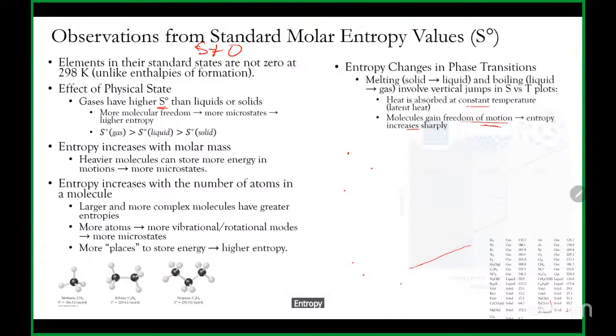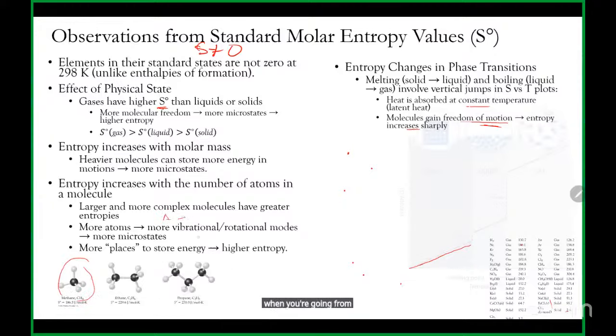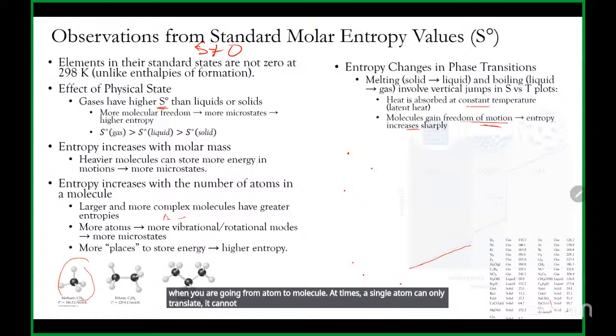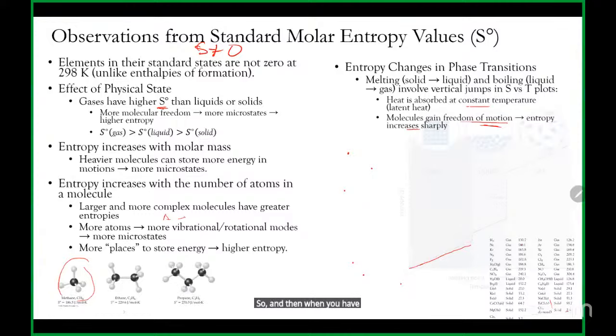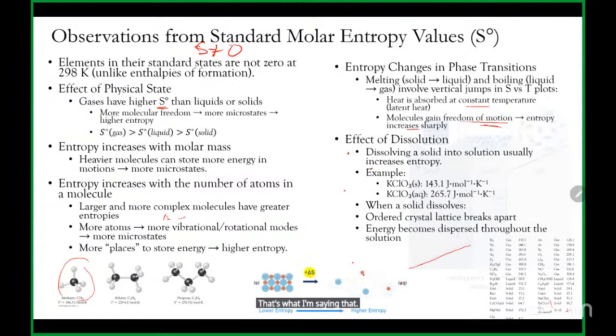Entropy increases with number of atoms. When you are going from atom to molecule, a single atom can only translate. It cannot rotate with itself or vibrate with itself. When you're talking of vibration, you're looking at two or more particles. So when you have more atoms in a molecule, you have more molecular vibration and rotation. Entropy also increases with dissolution.